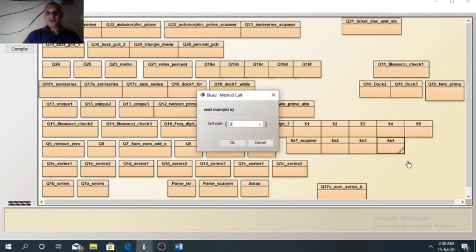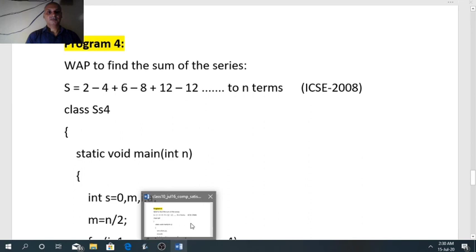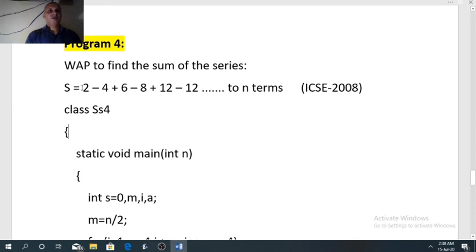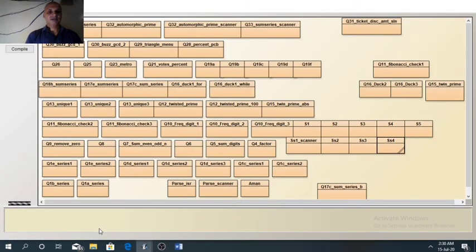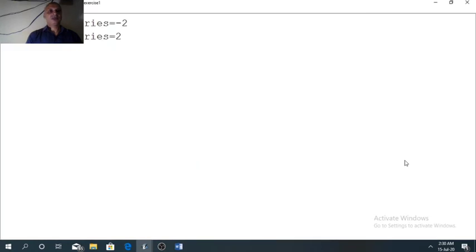So when we enter n equal to 2, we are getting minus 2. When n equal to 2, it means the sum of the first two terms. So 2 minus 4 will be minus 2, that we have got. When n equal to 1, we will get only the first term, that is only 2. So let us analyze. When n is 1, we should get 2, that we have got.